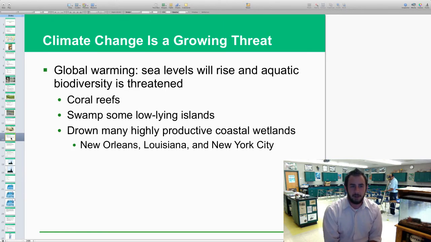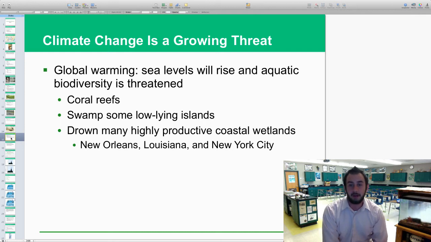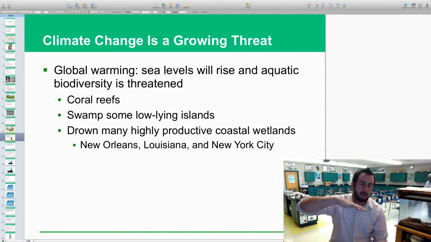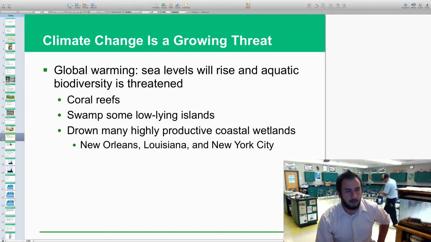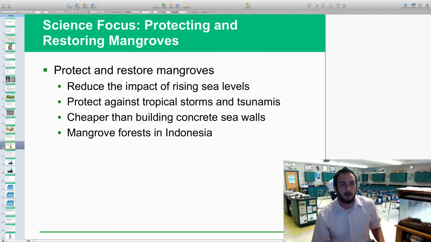Climate change is also a growing threat as global warming continues, as scientists think. Sea levels, they expect, will rise and aquatic biodiversity will then be threatened. We talked about in Chapter 8 the coral reefs and how they're being bleached by this process. Some swamps and low-lying islands will literally be covered over with water, and it will drown many highly productive coastal wetlands, like, for instance, in Louisiana. We looked at that last chapter in Chapter 8, with that 1 meter rise in the water level.